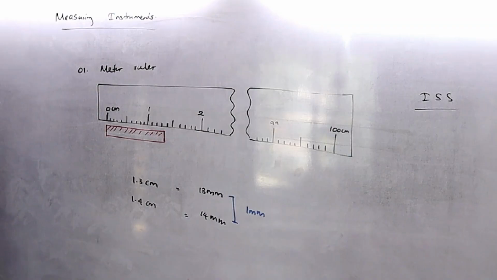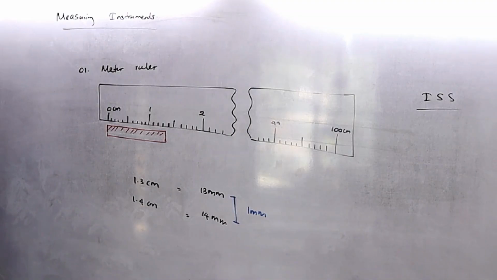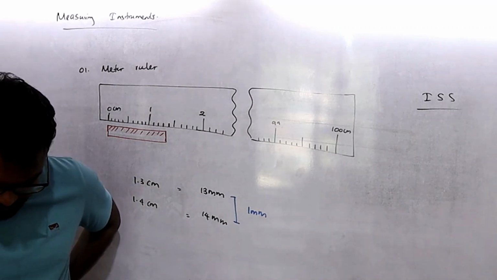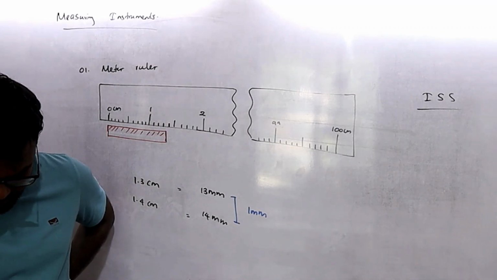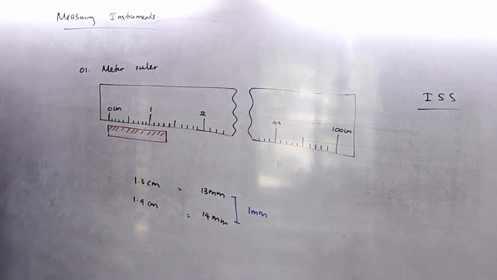For example, when taking a measurement from the meter ruler, there's a maximum error of 1 millimeter. Okay, next point you can write.